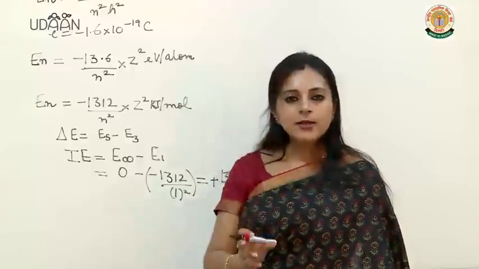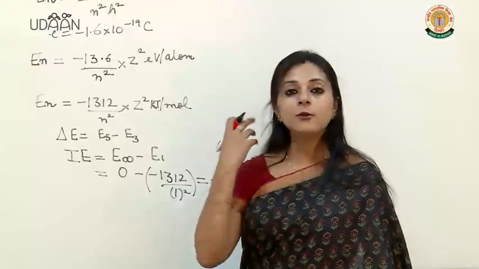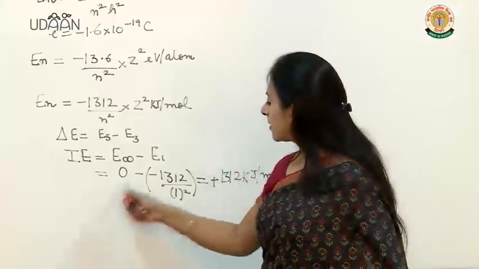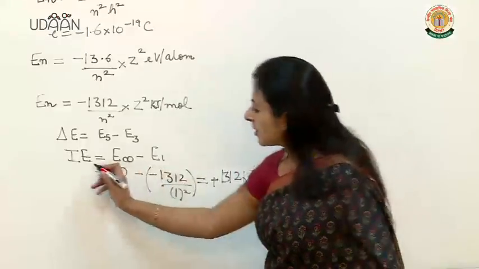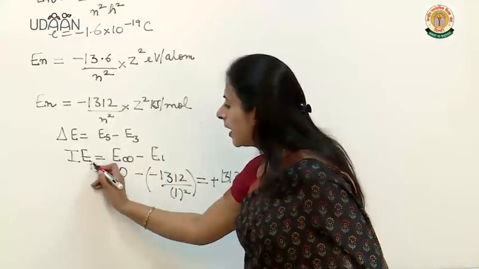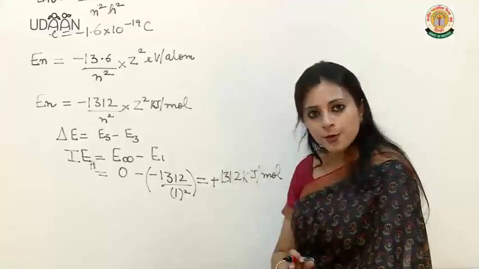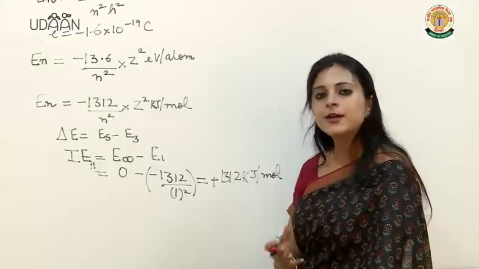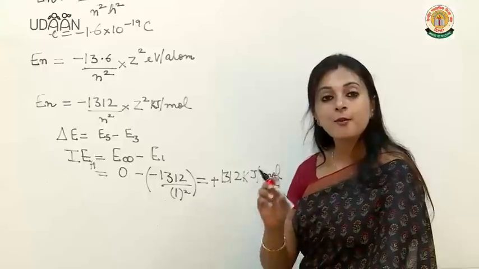Because ionization energy is the energy which you have to supply, it is not the energy which is released. So, the answer has to be positive. So, this is the ionization energy for the hydrogen atom. Now, suppose I want to find out the ionization energy for any other hydrogen-like particle.